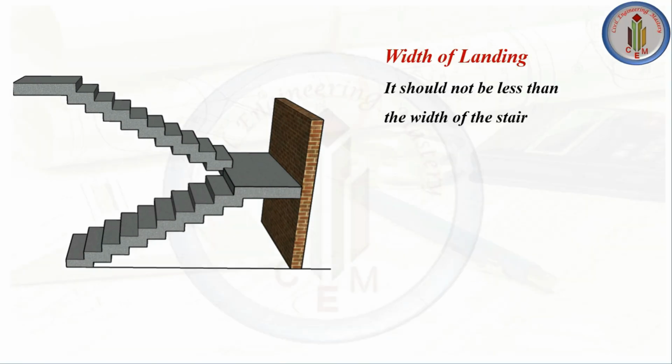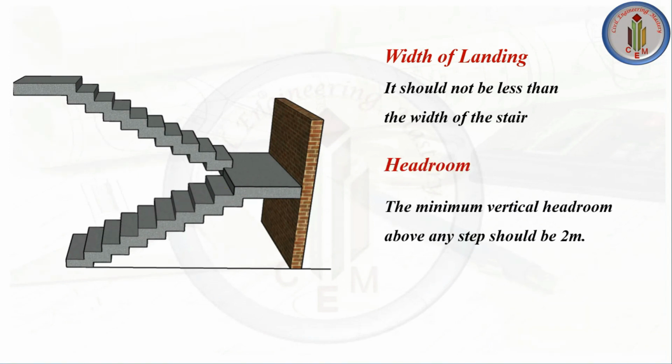Next one is width of landing. It should not be less than the width of stair. So this is the width of landing. Width of stair is this one. So always width of landing should not be less than the width of stair. Next one is headroom. The minimum vertical headroom above any step should be around 2 meters.